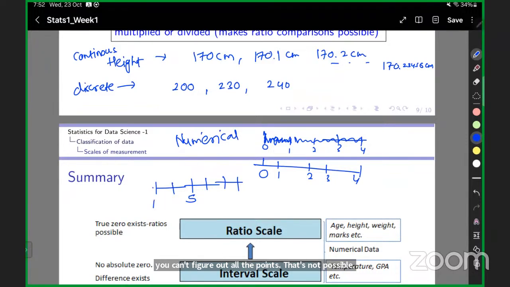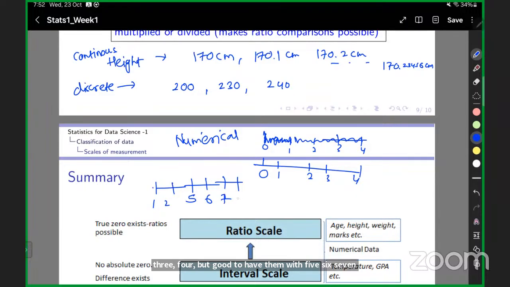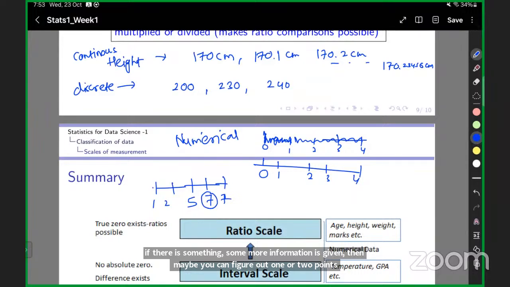But if you have a few points, let's say 1, 2, 3, 4, then maybe something, not 3, 4, but higher than this, right? 6, 7, something. So these 5 points are there, and then maybe one is missing, and 5 was given to you. Then maybe you can figure out that it would be 6, but they should give some more information. It could be 5.5 also. They can say that it should be an integer or something, right? Or it could be 7 also. Not an issue. So if some more information is given, then maybe you can figure out one or two points, given that the rest of them are given to you. Otherwise you can't.